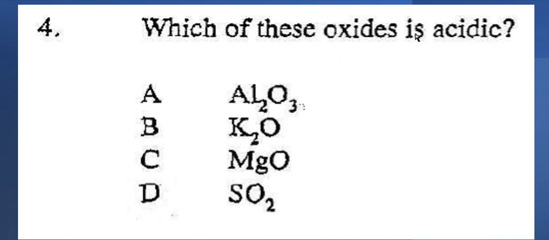So which of these oxides is acidic? As you know, aluminium is a metal, potassium is also a metal, magnesium is also a metal. So these three are metals, so their oxides will be basic. But sulfur is a non-metal, so its oxide is acidic in nature. Okay, so option D is the right answer. Now look at the next question.